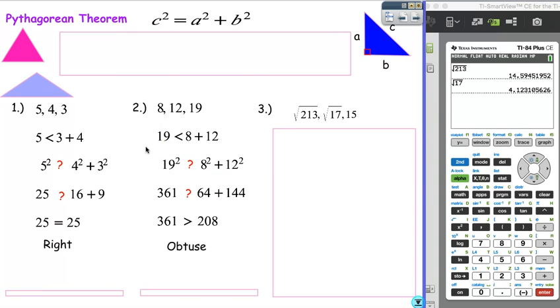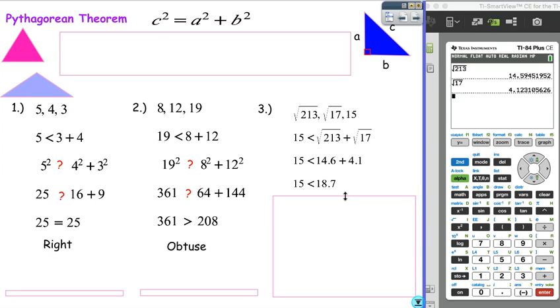All right, so let's compare. We know that 15 is the longest length because we figured out the square root of 213 and the square root of 17. So we get 15 is less than 18.7. That means that we can make a triangle. Now the question is, do we make a right, obtuse, or acute triangle?